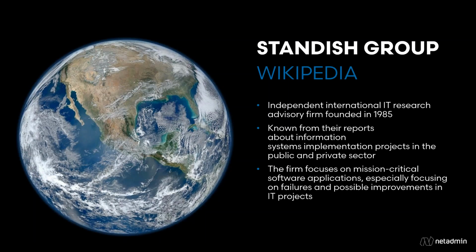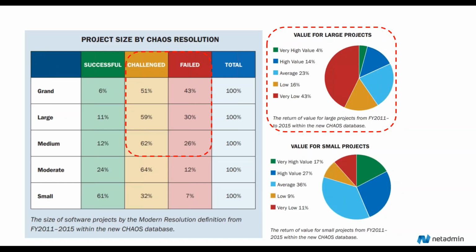An organization that is quite well known is the STANDISH group. This is from Wikipedia: the STANDISH group is an independent international IT research advisory firm. They've been around for quite a while, and they're quite known for reporting on basically the fallout of IT projects and what makes IT projects work or not work across both public and private sectors. I want to bring up their key work, which is the CHAOS report that they do biannually. I recommend everyone to look at that report.